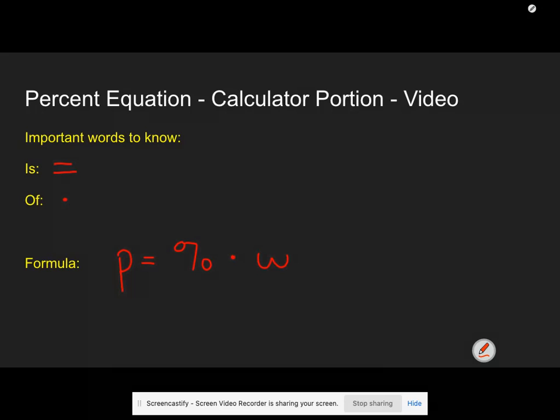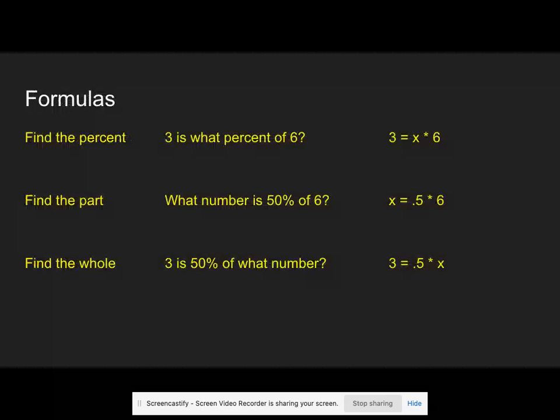It's important to know that our percent, you're going to write as a decimal. So move your decimal point 2 places to the left, and when you actually write your equation, put in that decimal number, not the percent. So let's take a look at what the formulas are going to look like.